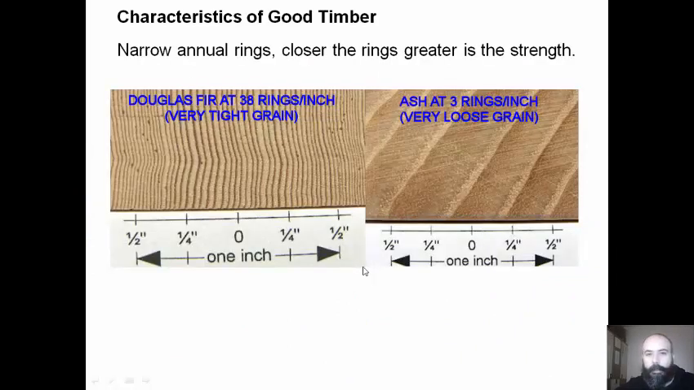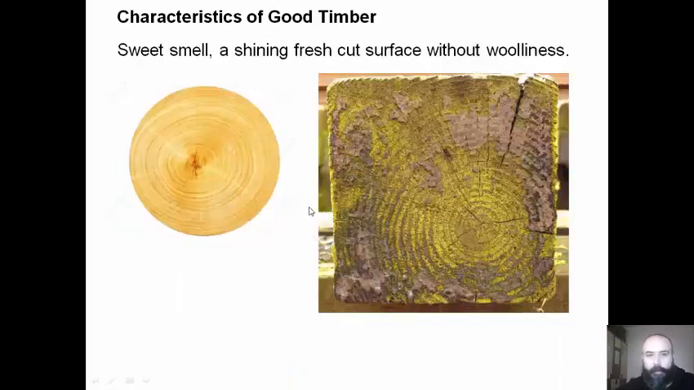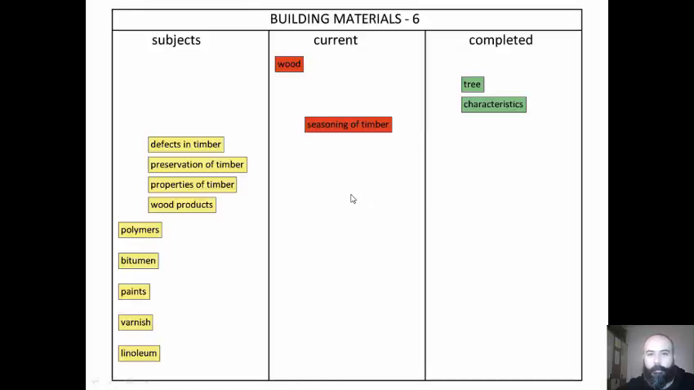Narrow annual rings: the closer the rings, the greater is the strength. Compact medullary rays, dark color, freedom from defects, and uniform texture are the properties of good timber. Also, a good timber has a sweet smell and a shining cut fresh surface without any wooliness. They are heavyweight, and when struck, a sonorous sound is produced.